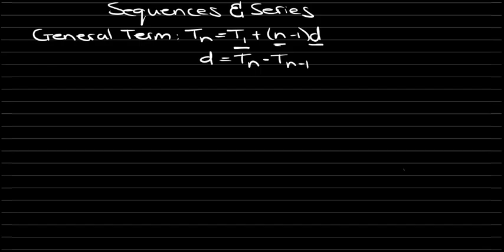So for example, in the sequence that we had, it's 1, 4, 7, 10. If we choose n to be 2, we're focusing on this number, so d would equal 4 minus 1, which equals 3. Cool. Alright.